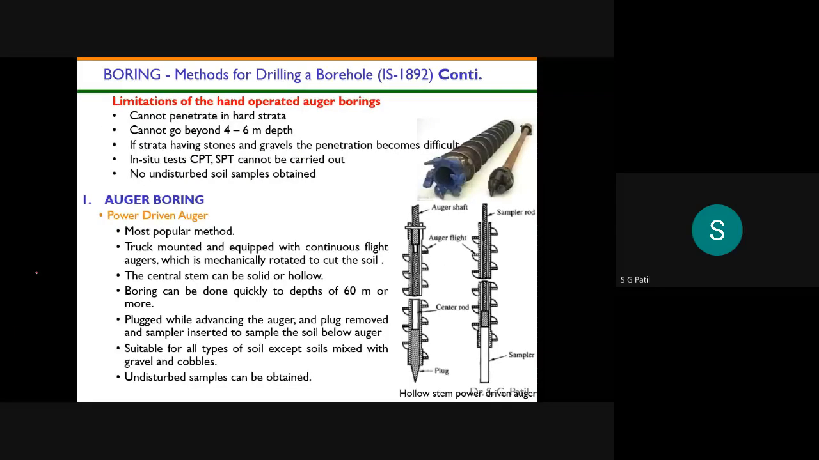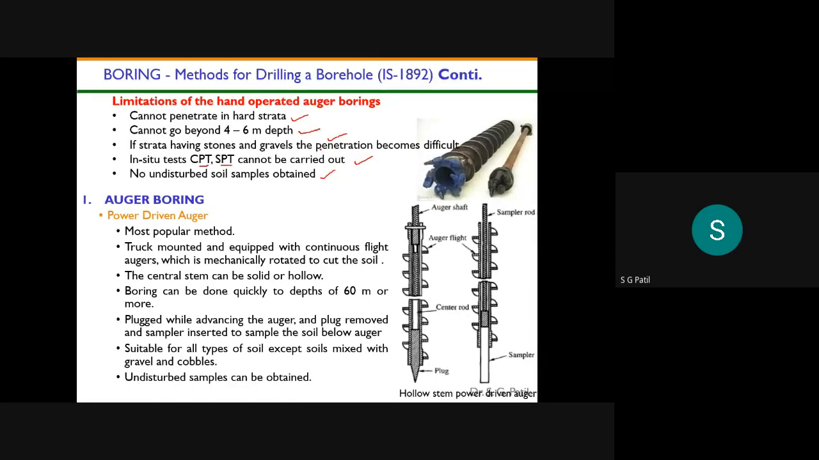So what are the disadvantages of these hand operated augers? One is that they cannot penetrate hard strata, and they cannot go beyond 4 to 6 meters. If the strata have stones and gravels, it is not possible to penetrate with the augers. In situ tests like CPT and SPT cannot be carried out, and no undisturbed samples are obtained.